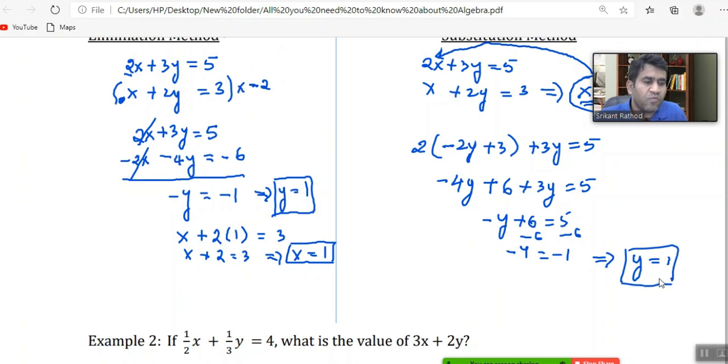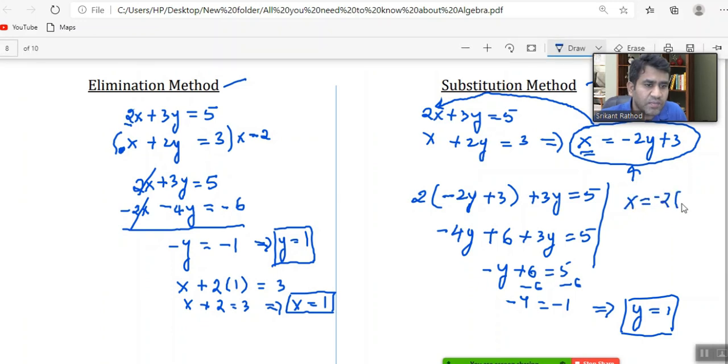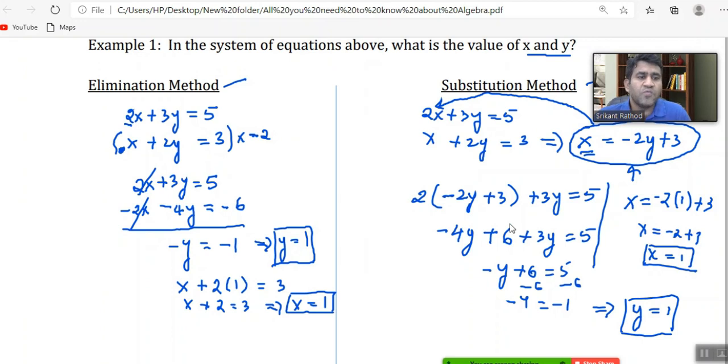Once you get y equals 1, substitute it in the expression to solve for x. We know that x equals -2 times 1 plus 3, so x equals -2 plus 3, so x equals 1. We get the same values of x and y with either method. So whichever is convenient to you, follow either elimination or substitution based on the question asked.